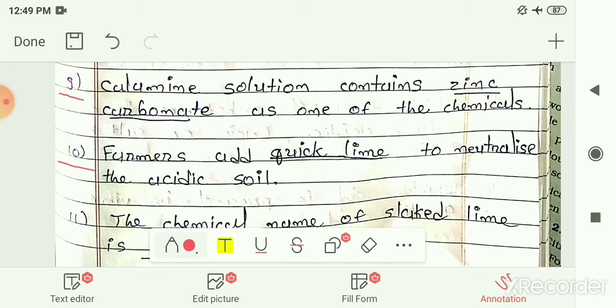Next, farmers add blank to neutralize the acidic soil. So here your answer is quicklime. Farmers add quicklime to neutralize the effect of acids in acidic soil. So they are adding quicklime, which is basic in nature. To neutralize or nullify the effect of acids, they are adding a basic substance.